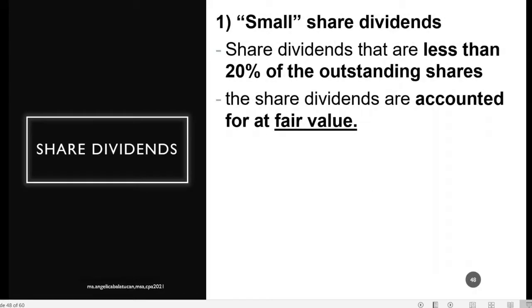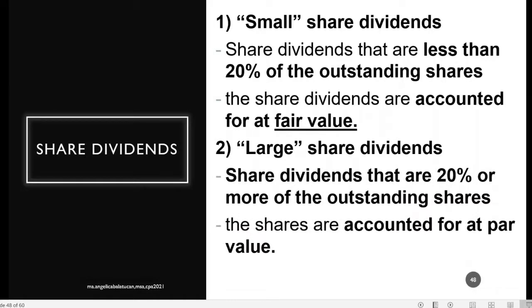So, share dividends accounting, okay? I have mentioned that if you are distributing to your shareholders shares of stocks, your own company's shares of stocks, and not investment in shares in another company, then these are share dividends. And in the share dividends, there are two types. We have the small and the large share dividends. Small share dividends are share dividends that are less than 20% of the outstanding shares.